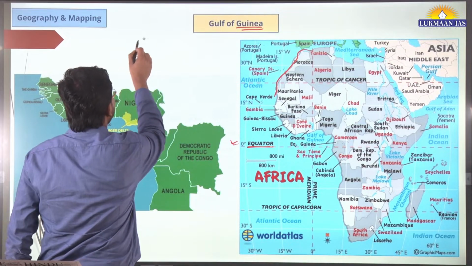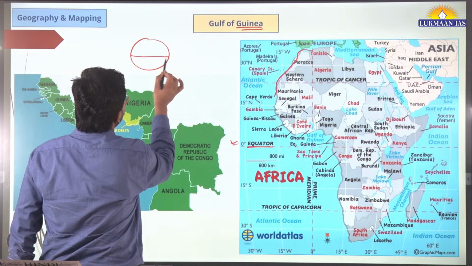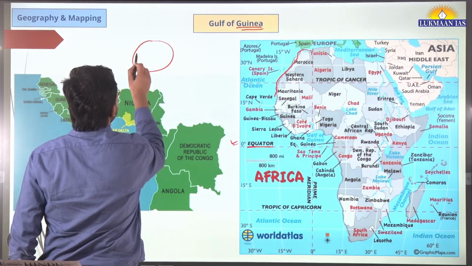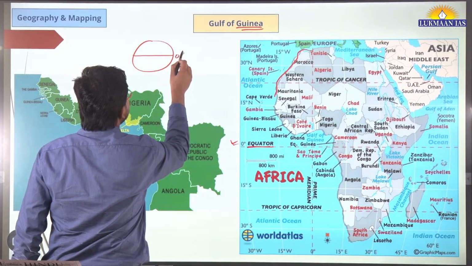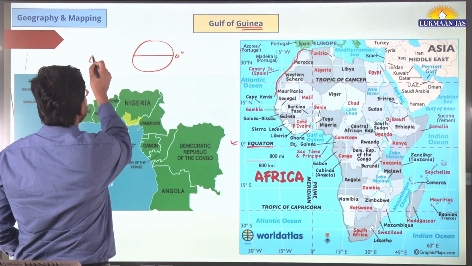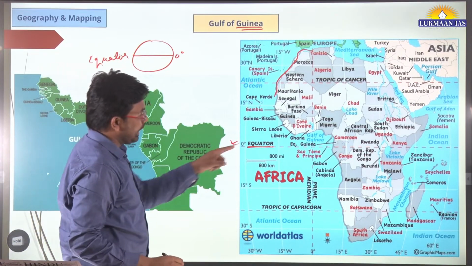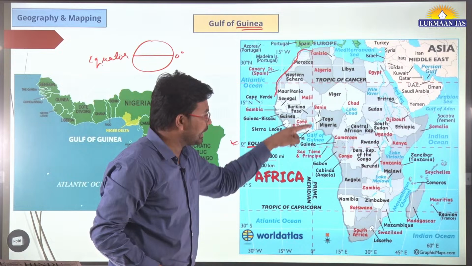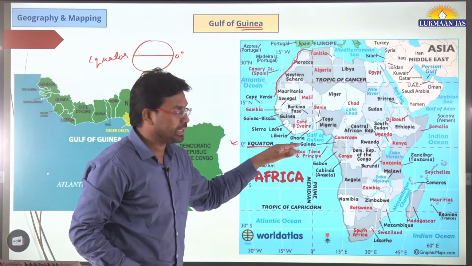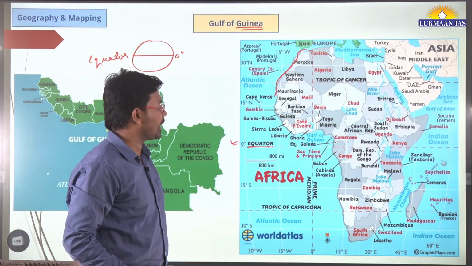If we take the globe and divide it into two equal halves, the line that divides the earth into two equal halves is known as the equator. This Gulf of Guinea is very near to the equator, or we can say, since it is a water body, the equator passes through it. Equator passes through Gulf of Guinea.